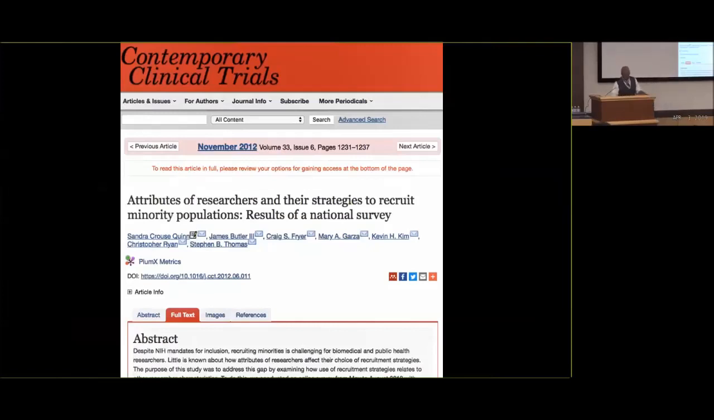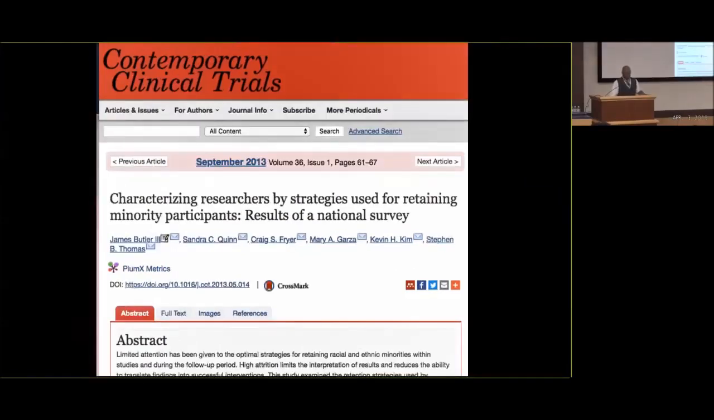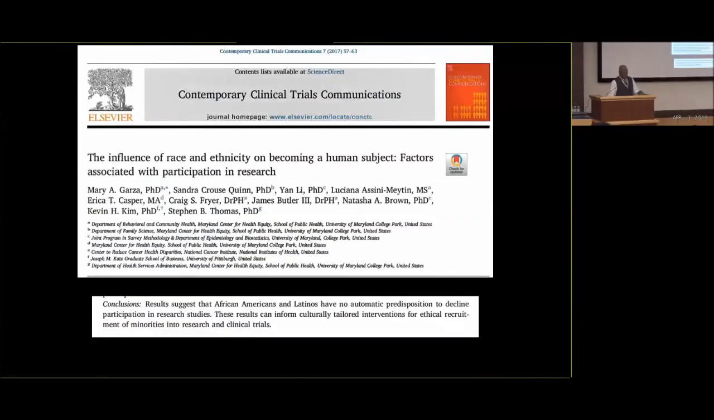We've published our results. This one here on the attributes of researchers and how they recruit minority populations. This is on the strategies of retaining minority participants in clinical trials. And this is the influence of race, ethnicity on becoming a human subject. So we can talk about these things because they still are the coin of the realm in our scientific pursuits.